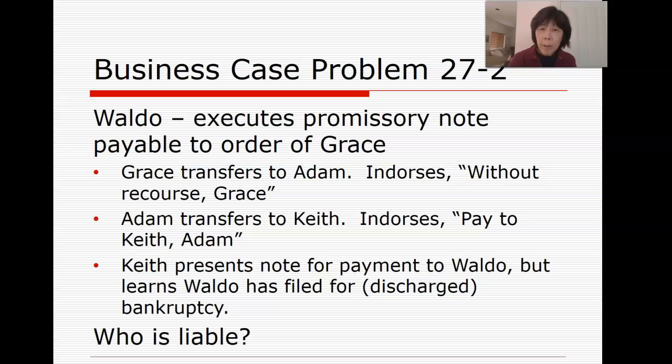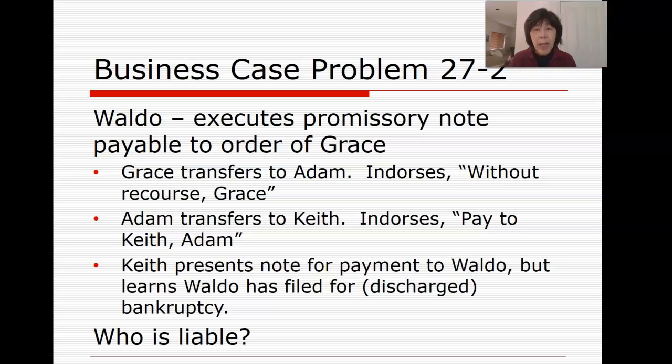He can look to Grace, maybe. What did we learn about Grace? Grace's endorsement is going to protect her. Right? Her endorsement, what type of endorsement is it? It has the language without recourse. We know that that is a qualified endorsement.